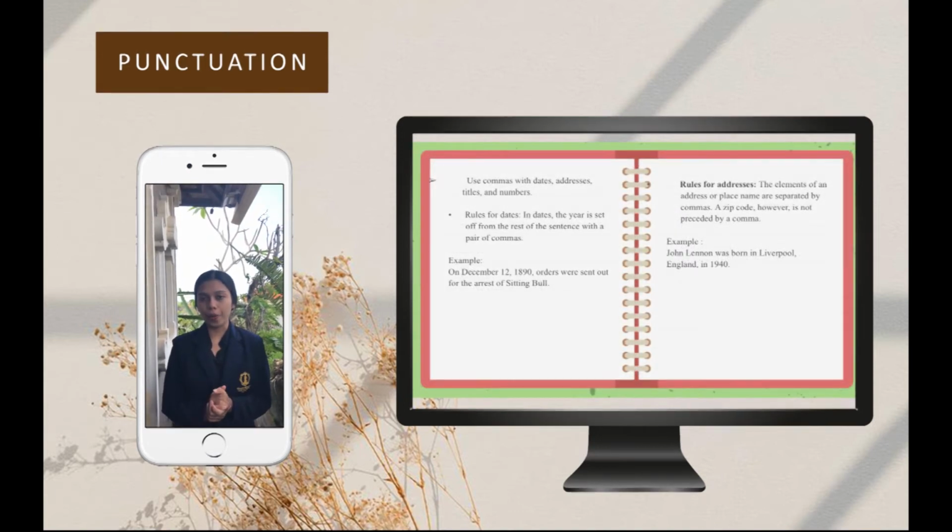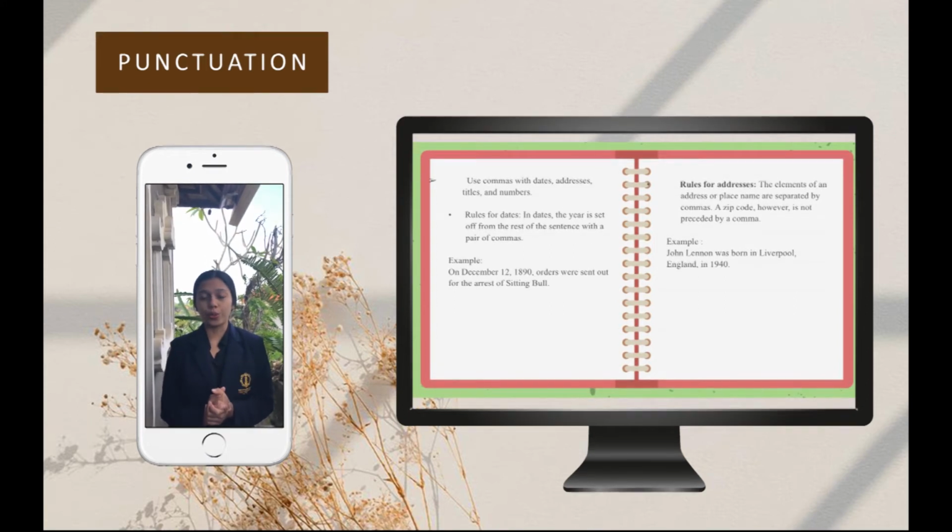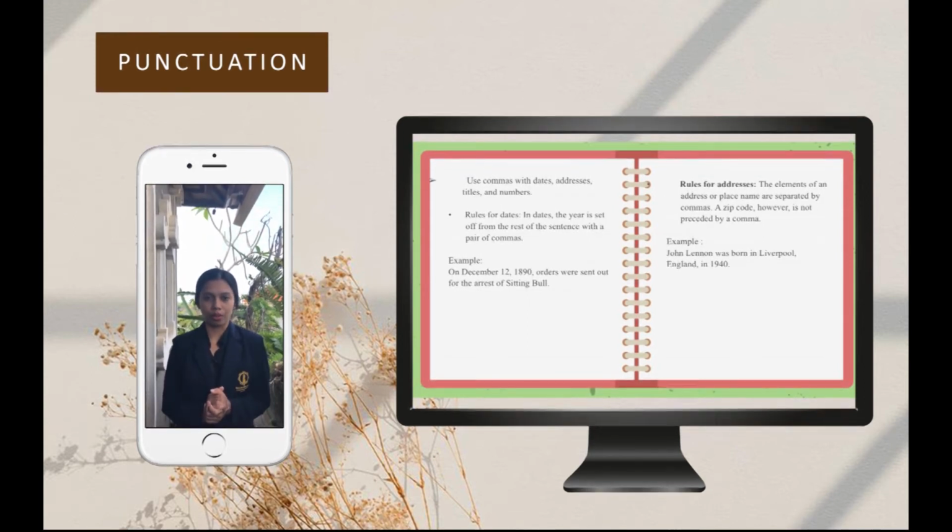And number 4, use commas with dates, addresses, titles, and numbers. The rule for dates: the year is set off in the sentence with a pair of commas. For example, on December 12, 1890, orders were sent out for the arrest of Sitting Bull.